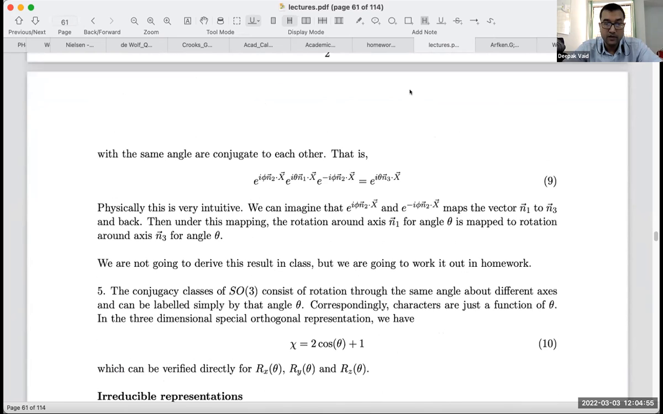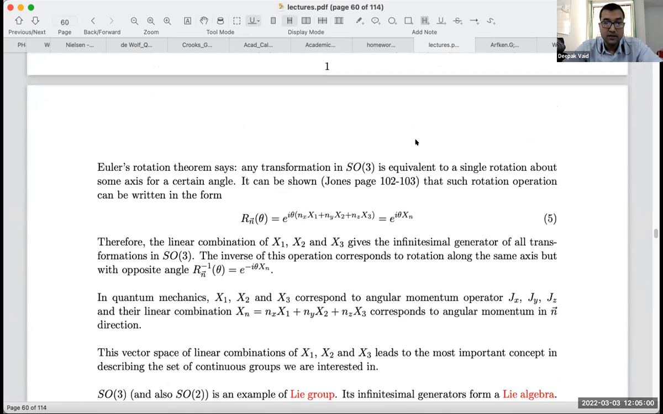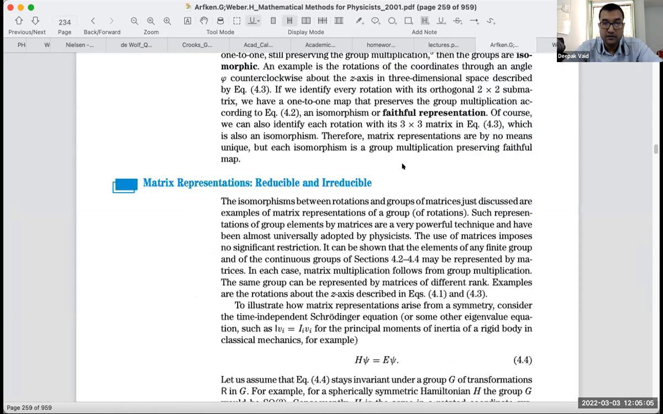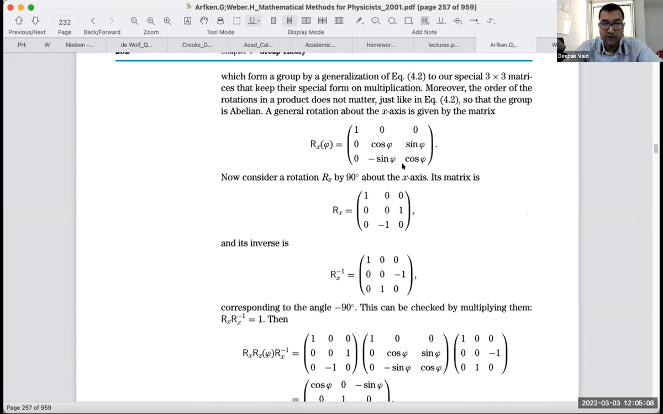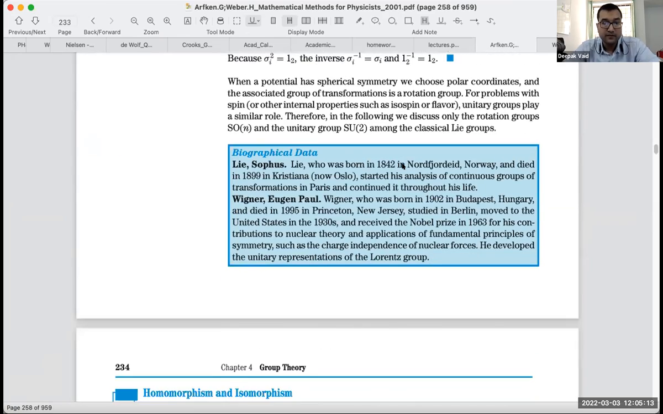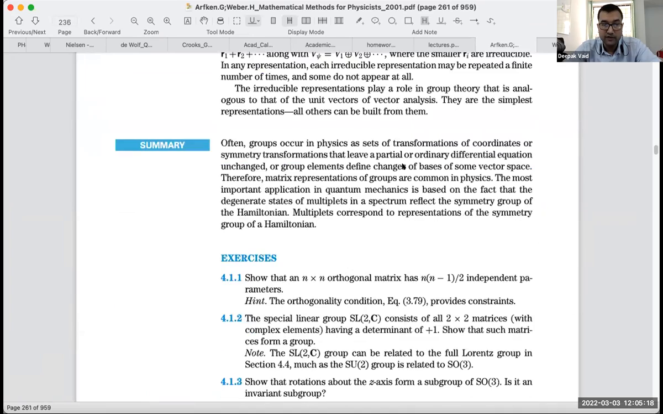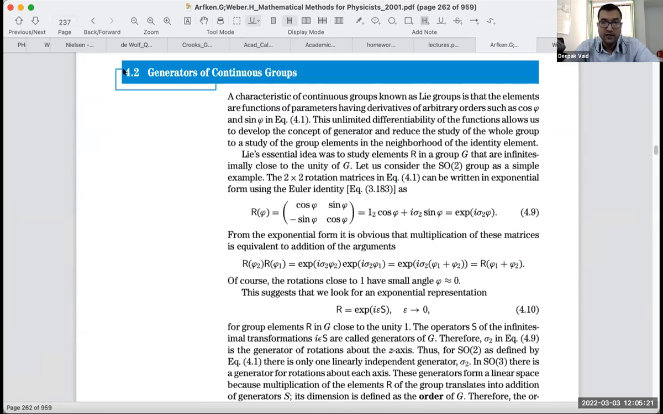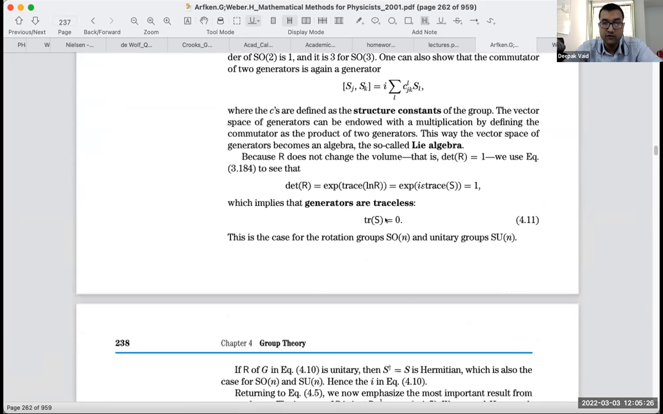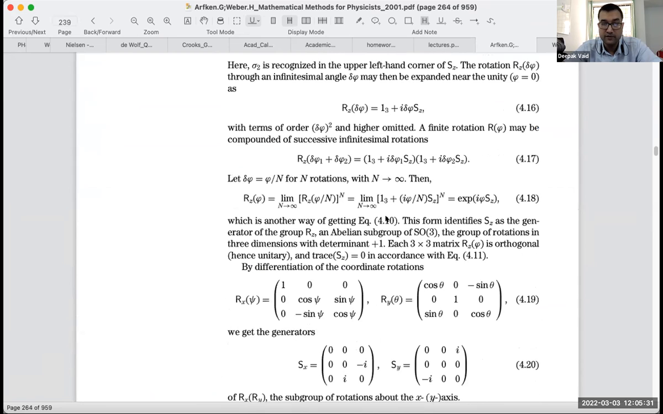Okay, so we'll talk about this, and I don't believe that Arfken really covers this, but only very, very briefly. But you should also read Arfken. He starts talking in chapter 4, section 4.2 onwards. It's again the same material that I have covered.